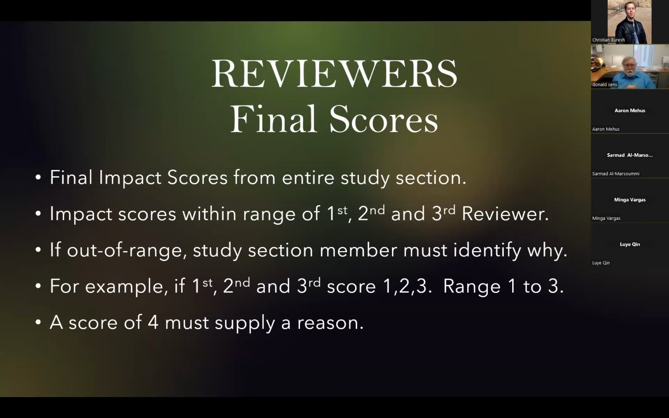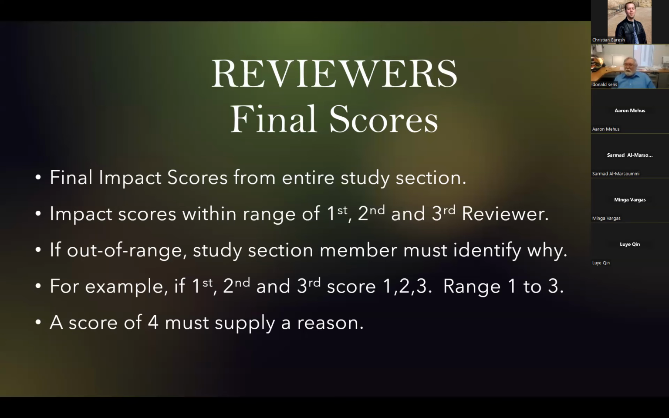The SRO writes a summary of the study section discussion. Okay, so right at the top of your summary statement, you'll actually get an overall view of what the SRO heard as a discussion of your application. So if you hear somebody talk about out of range, it's just when somebody doesn't agree with the scores those first reviewers gave and they choose to give it a different score. It's very rare. Usually everything stays in range, but every once in a while this will happen.